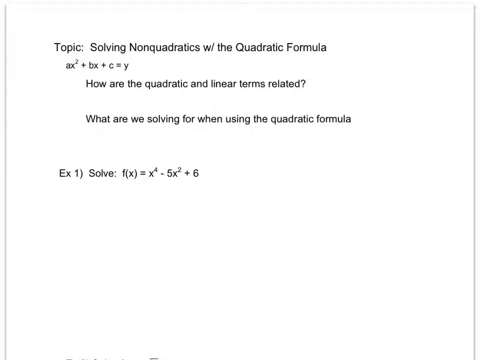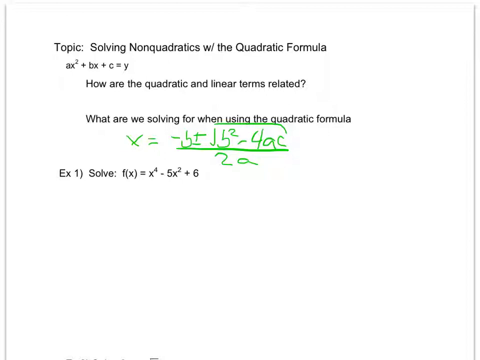And when we solve using the quadratic formula, the variable that's part of our linear term, that x, is what we're solving for. It's x equals negative b plus or minus the square root of b squared minus 4ac, all over 2a. So I'm going to take that and apply it to this degree 4 problem.